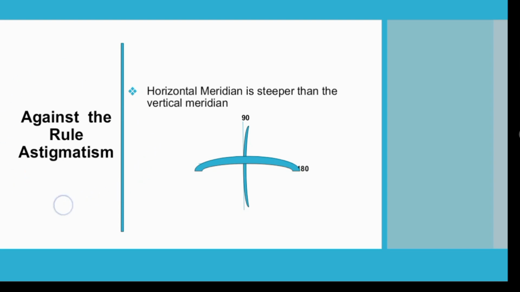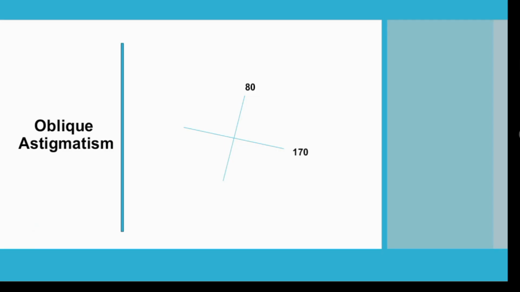In against the rule, it is totally opposite; it is against nature's rule. The horizontal meridian has more power, is steeper, and has a smaller diameter, while the vertical meridian has less power, a larger diameter, and is flatter. Now oblique means it is not straight, not vertical or horizontal, but in an oblique manner. It can be, for example, 80 degrees, and still be 90 degrees apart.